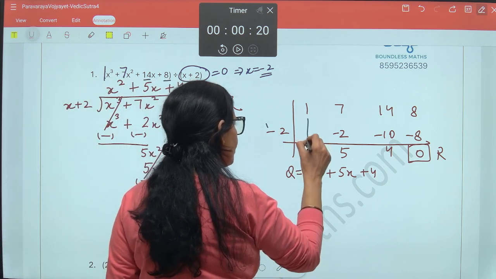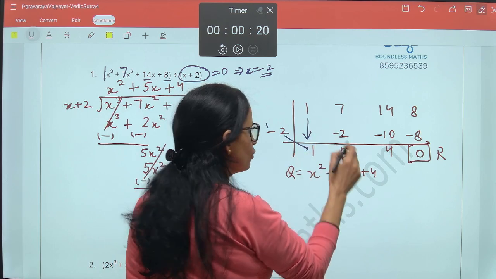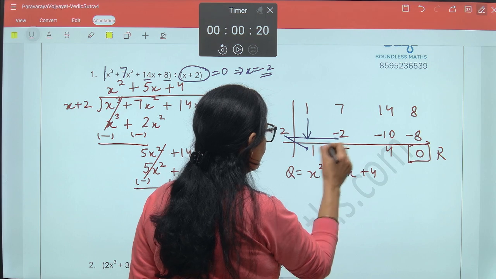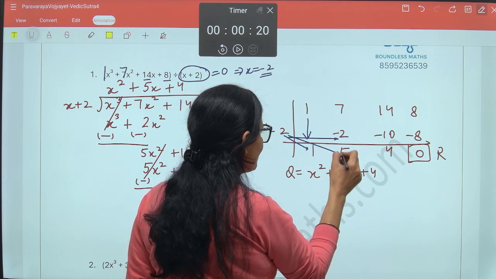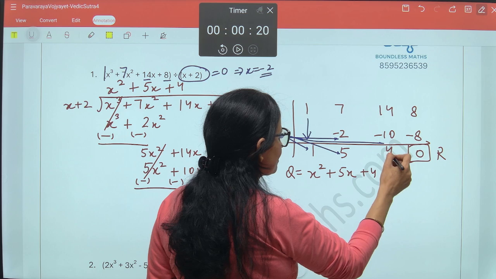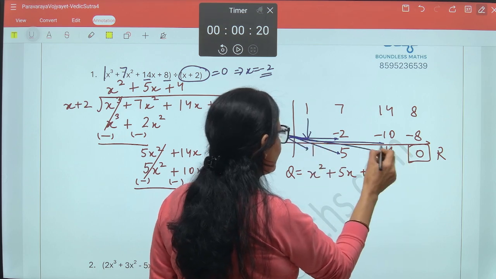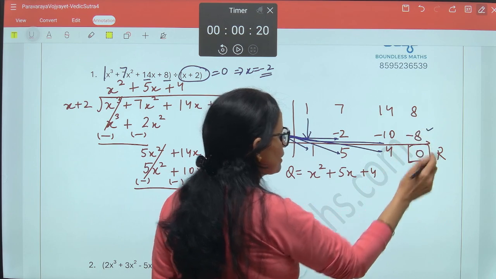Now you bring down the first term as it is 1. Minus 2 into 1 is minus 2. So I have written here minus 2. 7 minus 2 is 5. Now 5 into minus 2 is minus 10. So I have written minus 10. 14 and minus 10 makes it 4. So I multiply minus 2 into 4, I get minus 8. 8 and minus 8 makes it 0.